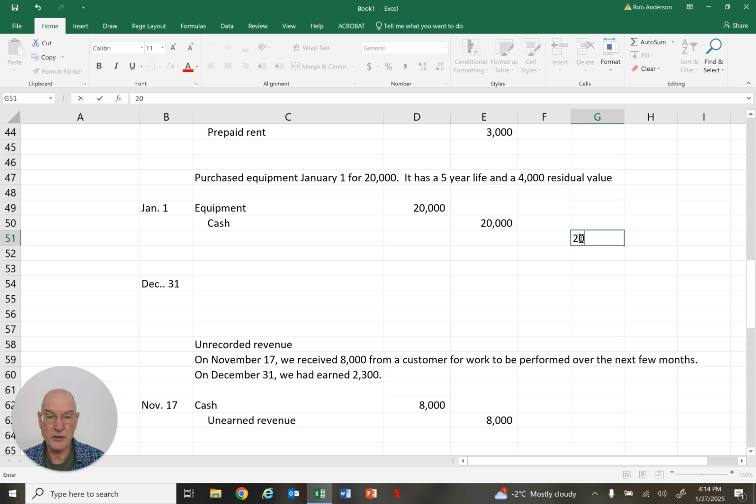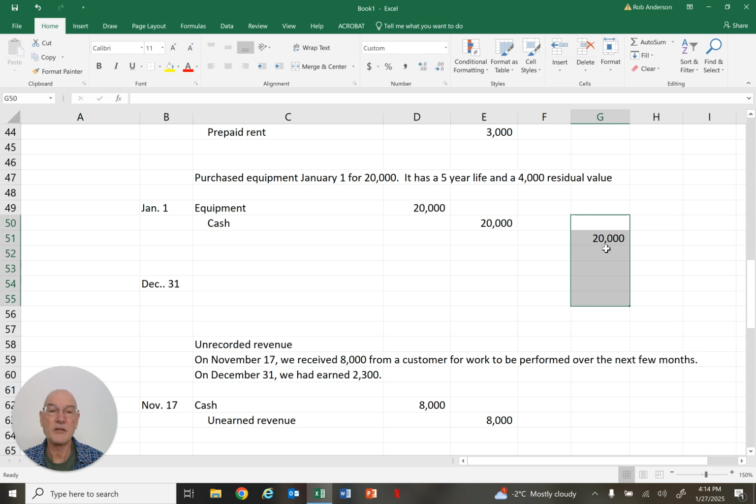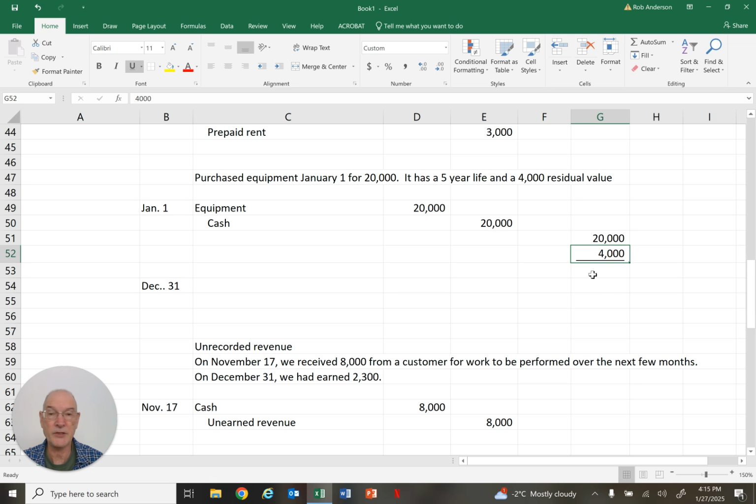So here's what we do. We take our 20,000 and we deduct the residual value of 4,000. So we have to take that away. And the difference between the two, I know you could do this in your head, but we're just going to do it here anyway. The difference between the two is 16,000. So 16,000 is called the amount to be depreciated. And we know that this equipment has a 5-year life. So let's divide.